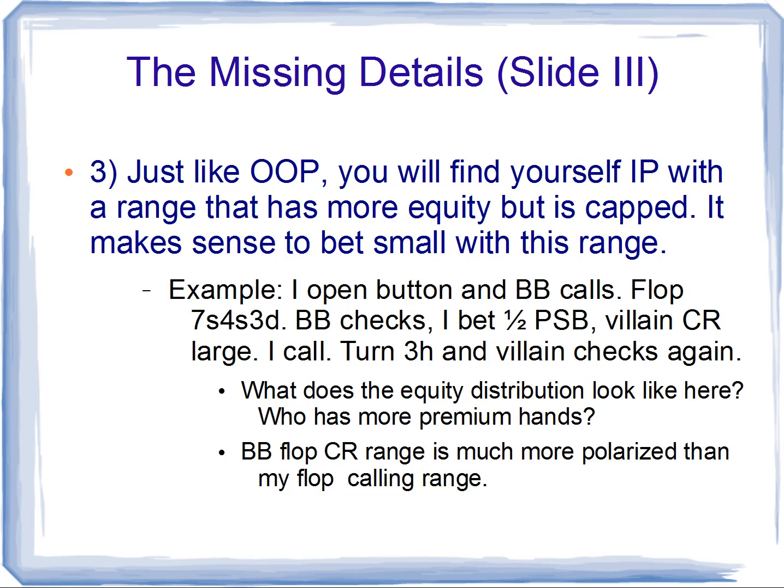I have the stronger range, and my range is capped, so I'm going to want to bet relatively small here, right? I want my opponent to either fold his hands, so I want to deny him the ability to realize his equity, and then if he does go for the double check-raise, I want to make it as inefficient as possible. And the way I do that is by betting small.